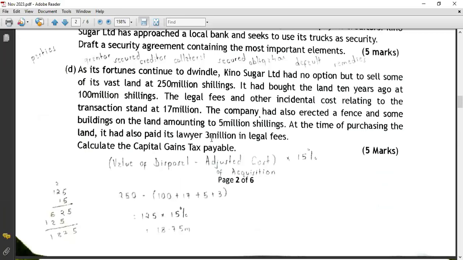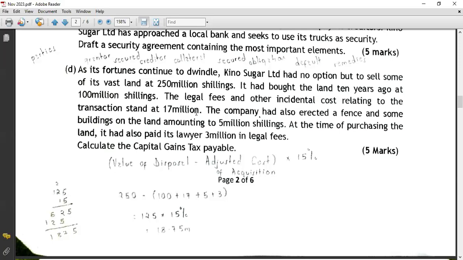As its fortunes continue to dwindle, Kino Sugar Limited has no option but to sell some of its vast land at 250 million shillings. It had bought the land 10 years ago at 100 million shillings. The legal fees and other incidental costs related to the transaction stand at 17 million. The company has erected a fence and some buildings on the land amounting to 5 million shillings. At the time of purchasing the land, it also paid its lawyers 3 million in legal fees. Calculate the capital gains tax payable.